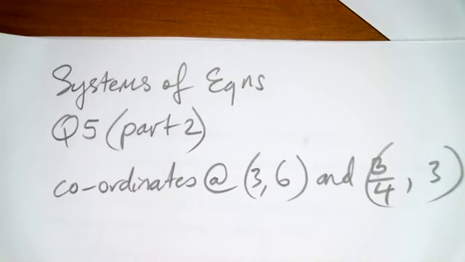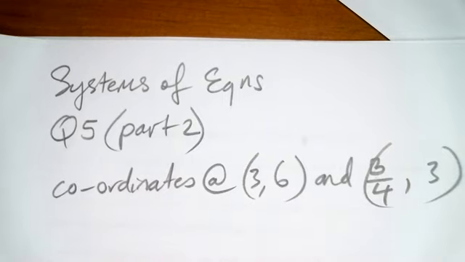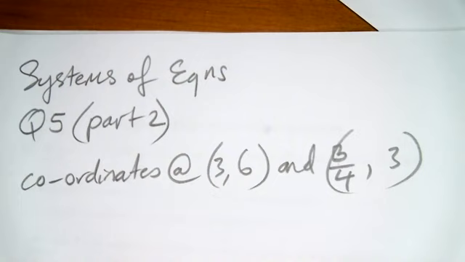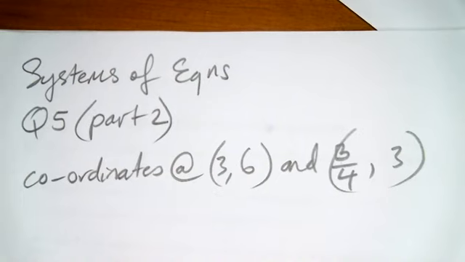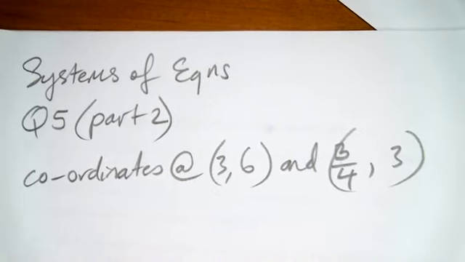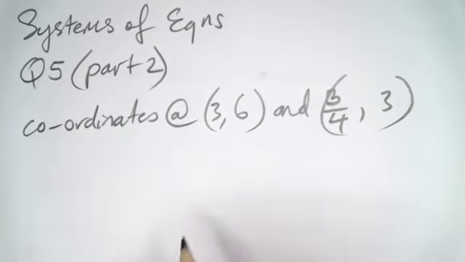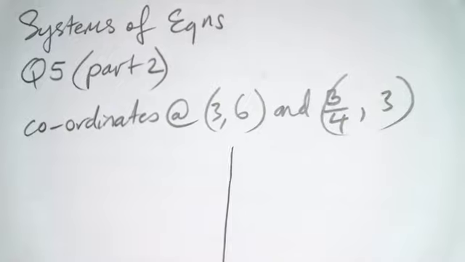All right, here's the second part of question 5. Now, we ended up with two coordinates, (3, 6) and (3/4, 3). And our question then asks, of course, how far is the distance between those points? And that was the final part which we had to answer. So to do that, I'm actually just going to draw it, to be honest with you. I like drawing stuff, so here we go.